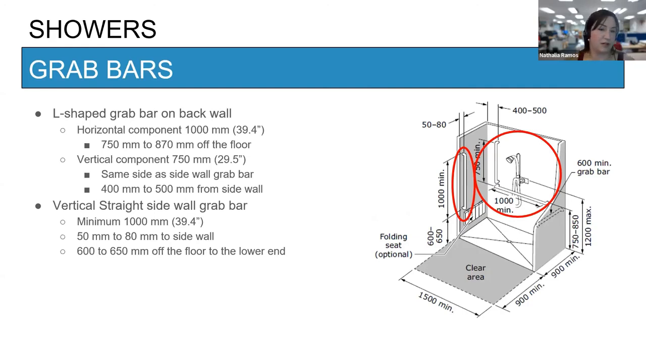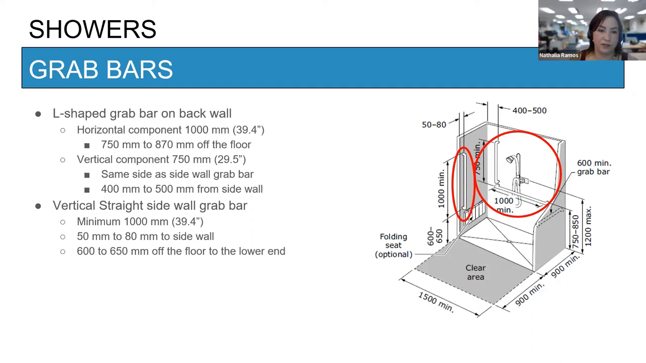Another sensitive topic is the grab bars on showers. So we now have to provide an L-shaped grab bar on the back wall of the shower. The horizontal component has to be 1000 millimeters, and has to be installed 750 to 870 off the floor. The vertical component has to be 750 long, on the same side as the sidewall grab bar, and 400 to 500 from the sidewall.